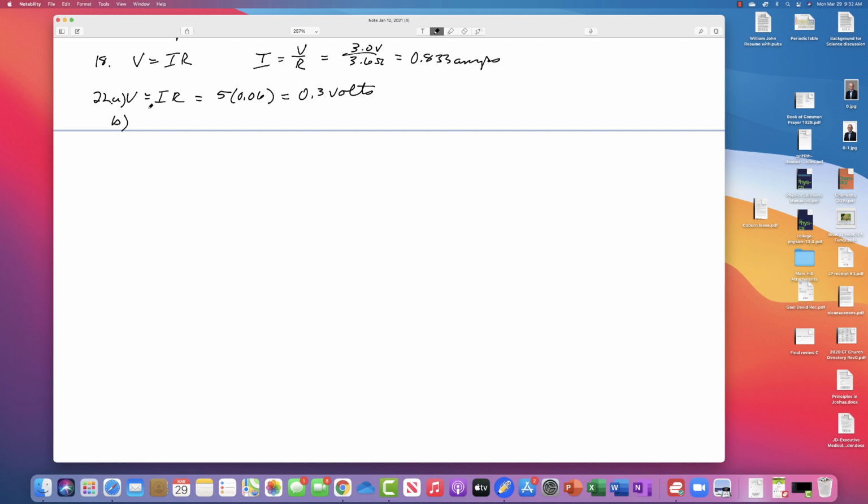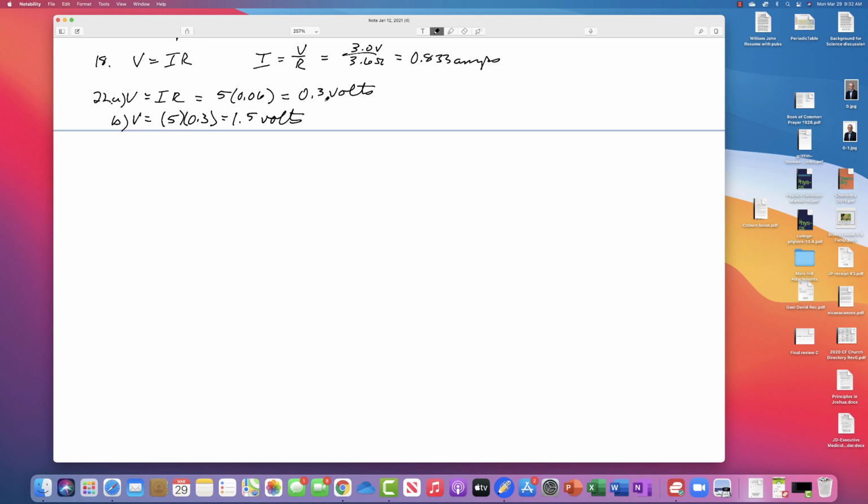The second part of this problem says that if you use a cheaper cord, and now the resistance is 0.3, what's now the voltage drop? So it's the same calculation. Now it's 5 times 0.3, or 1.5 volts. So if you look at this, this represents the energy needed to pass these electrons through this cord, and you see that there's an increase in the energy needed for the electrons to pass through the cord.